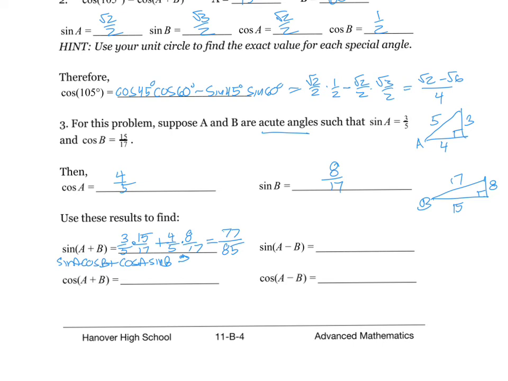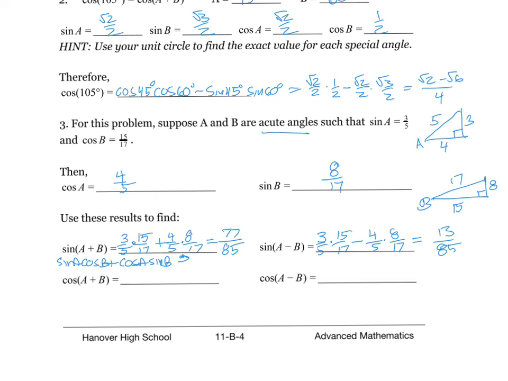Okay. Going on, sine of A minus B is going to be exactly like this expression, except there's going to be a minus sign between the two of them. So I'm just going to cut to the chase and write out that expression. So 3/5 times 15/17 minus 4/5 times 8/17. And that's going to be, again, common denominator. It works out to 13/85.